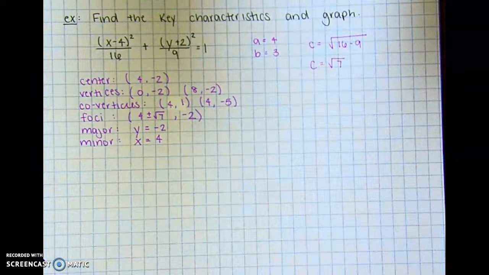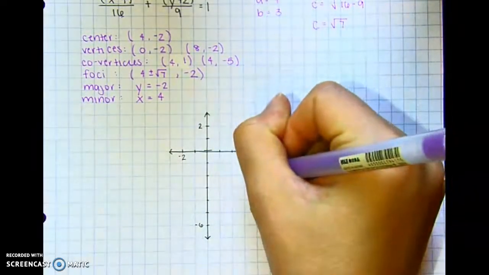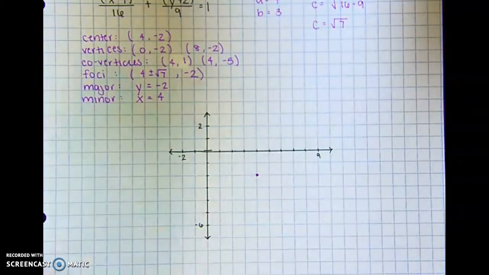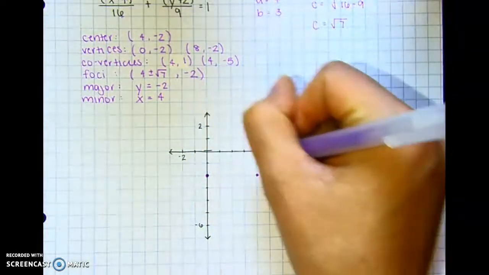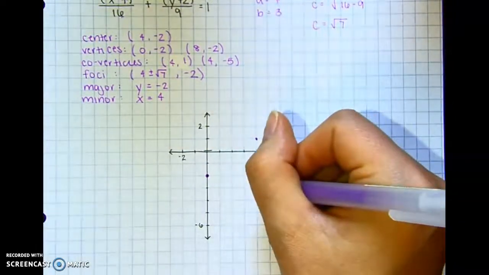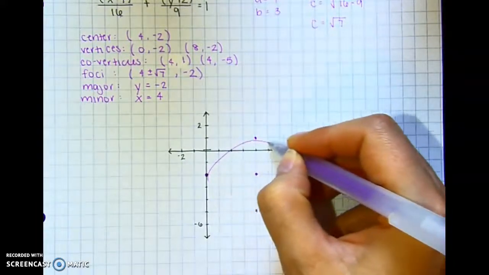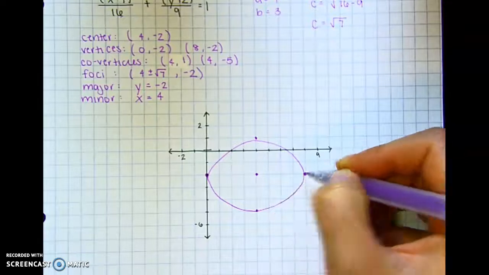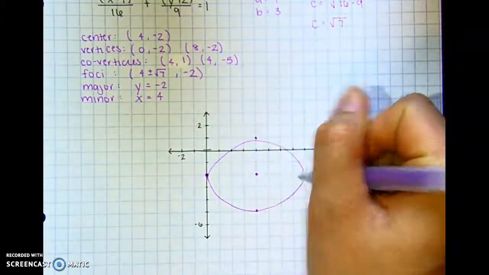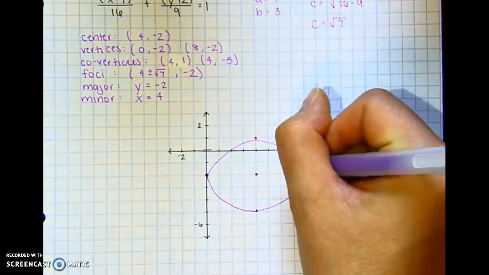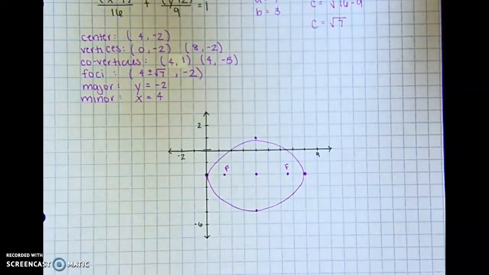Alright, and then let's graph this. I don't have a lot of time left in my video, so I'm going to pause to make my coordinate plane. So my center is at 4, negative 2. My vertices are at 0, negative 2, and 8, negative 2. Co-vertices are at 4, 1, and 4, negative 5. Alright, so then this is my ellipse. And then my foci are going to be just over 6. Because 4 plus the square root of 7 is going to be a little over 6. So this is one of my foci, and then it's going to be a little over 1. So here's my other foci. And that's my ellipse.